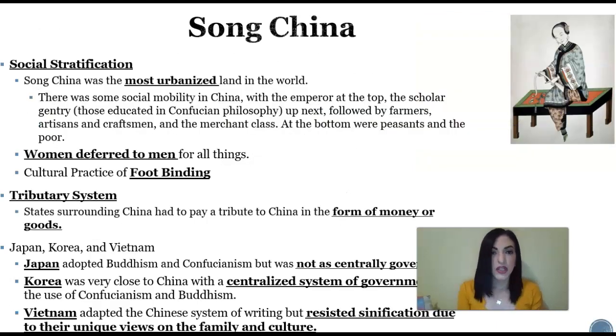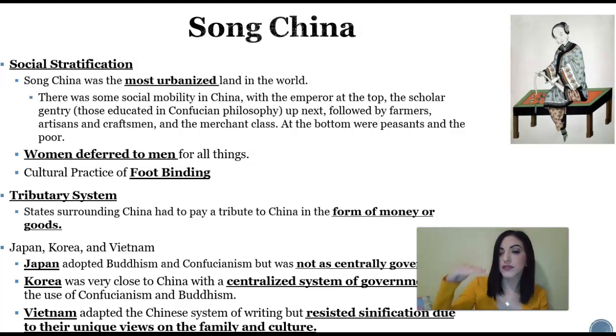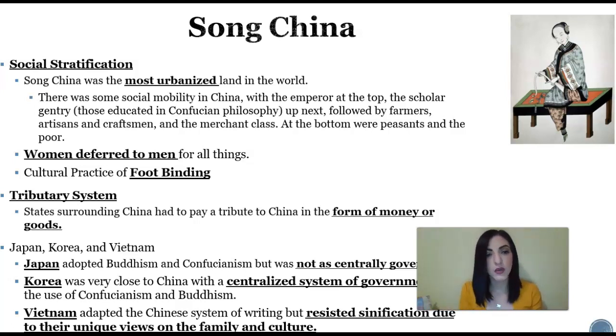So some other things about China, they did experience some versions of social stratification. Stratification is basically a fancy way of saying different levels of classifying people. So like a hierarchy, or the way a food chain would work. That's basically what it means. Because China was the most urbanized land in the world, they had a very structured social hierarchy.